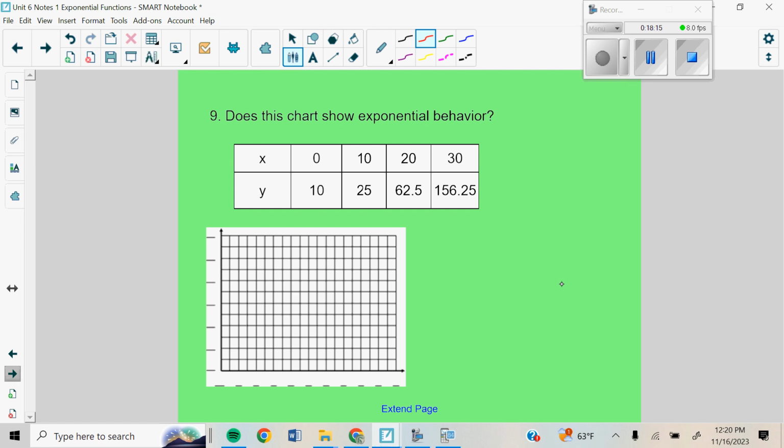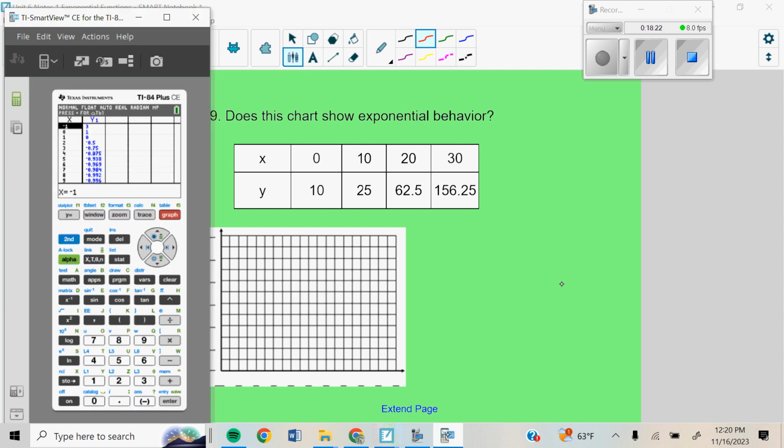Okay, so we have, does this chart show exponential behavior? So exponential behavior is what we've been looking at, and it has that curved shape to it. And so for this one, we are going to go ahead and add these points into our list on our graphing calculator. And we're going to see, does it show exponential behavior?